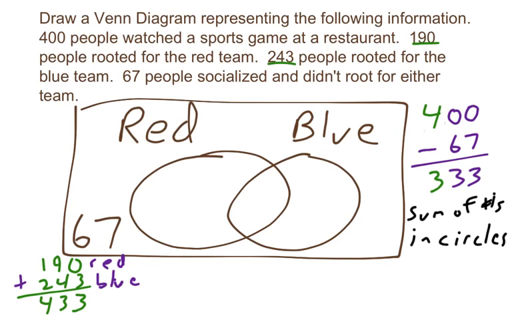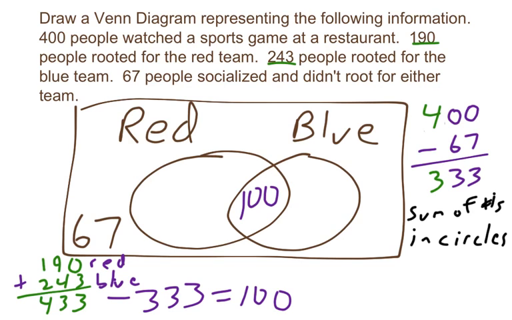All right, now I added up my red and blue, and I have 433 are red and blue. Red or blue, but some of them are going to be cheering for both teams. So if I just subtract 333, which was the number that's supposed to be in these three circles, that'll give me how many are represented twice. So that 100 is going to be what goes right here.